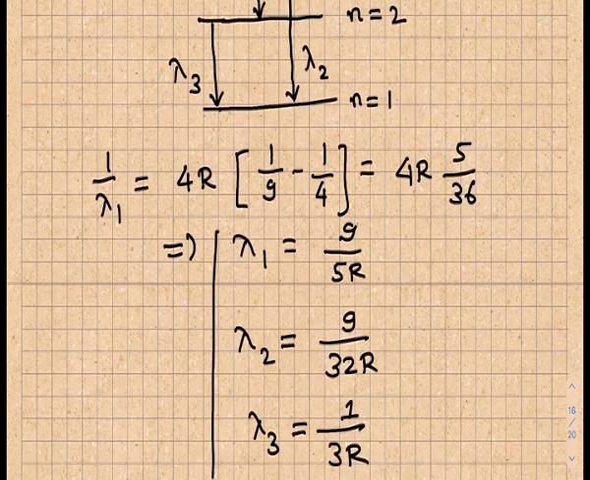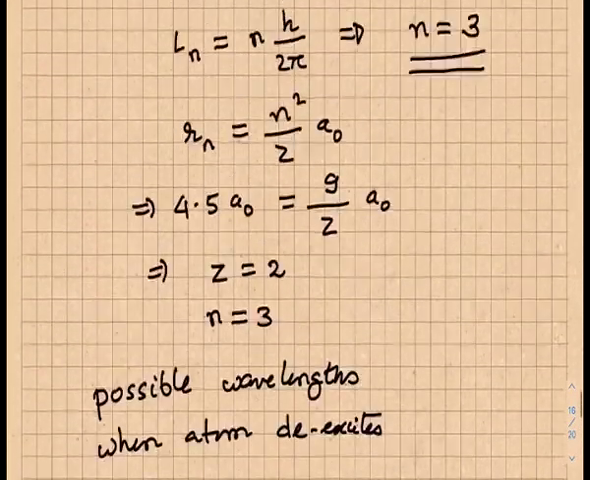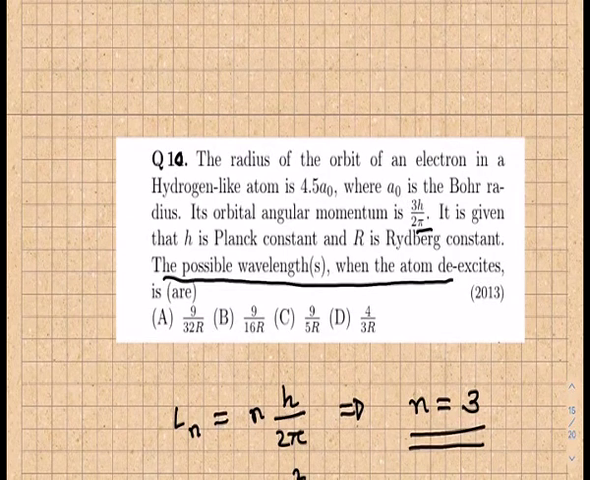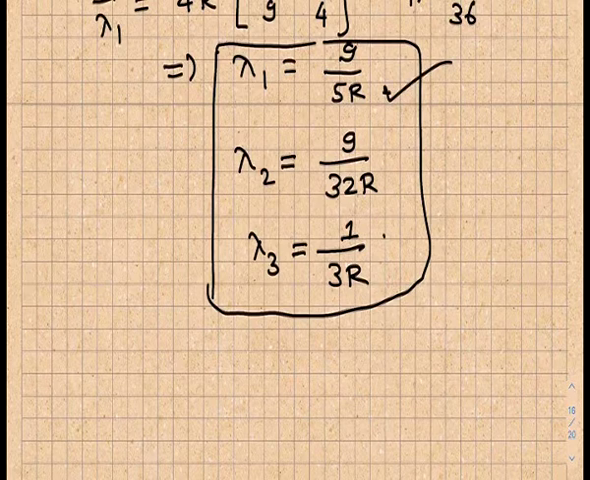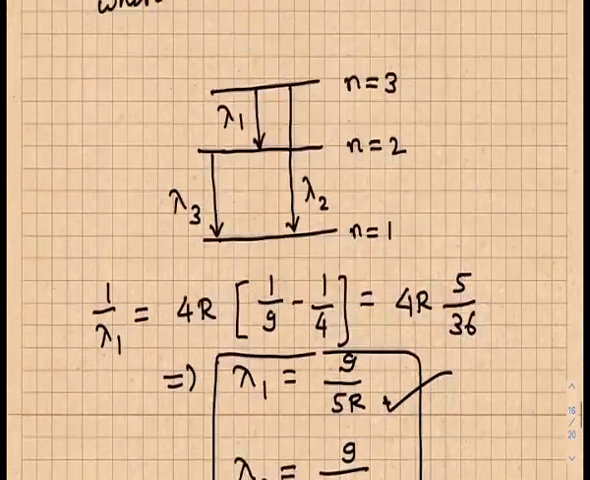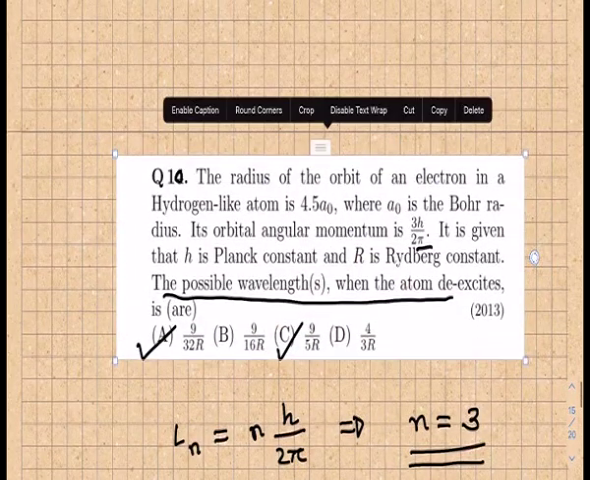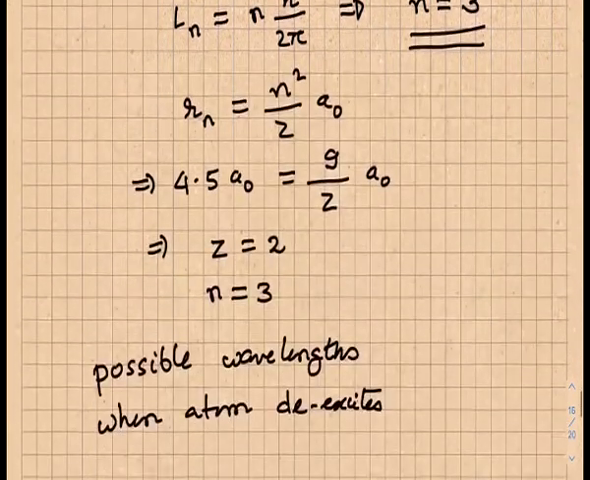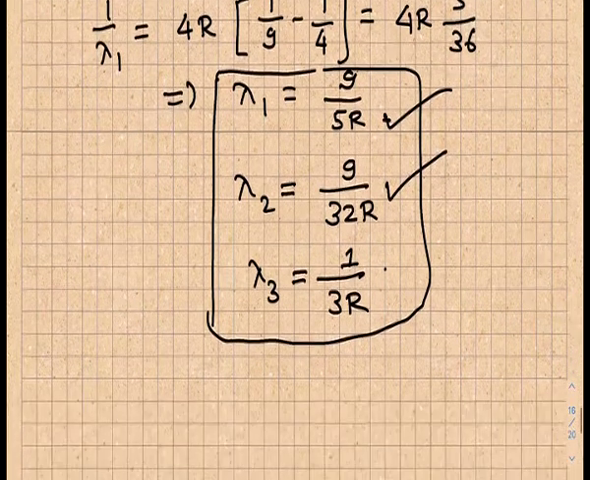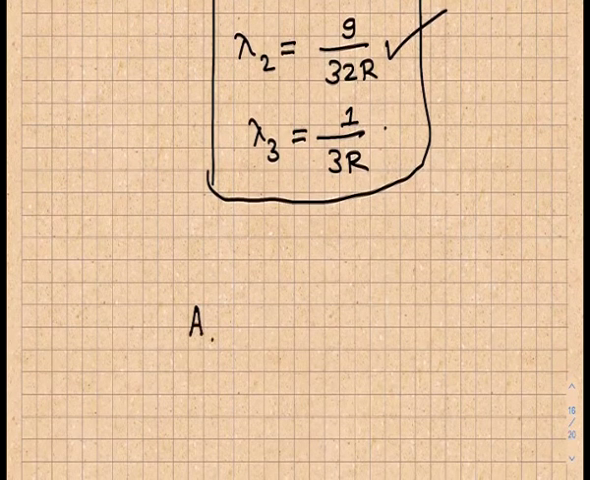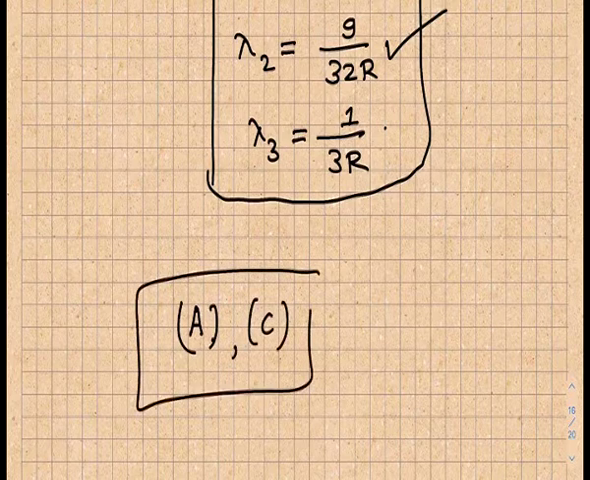These are the three possible wavelengths one should get. Now, if you look at the options, the possible wavelengths when the atom de-excites include 9 by 32R. Yes, this is what we got, and this one too. So option A and option C. Is it correct? Yes, 9 by 32R we got and 9 by 5R. These two are there in the options. So therefore, options A and C are the correct options. Okay.